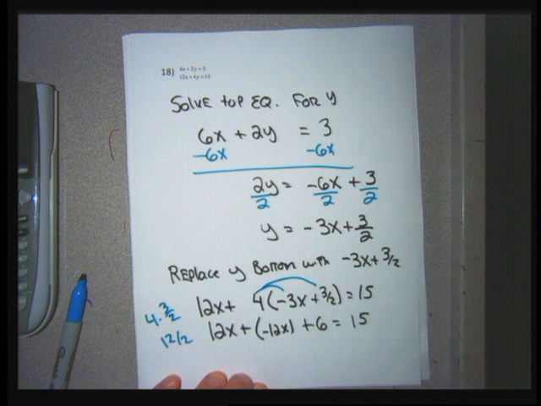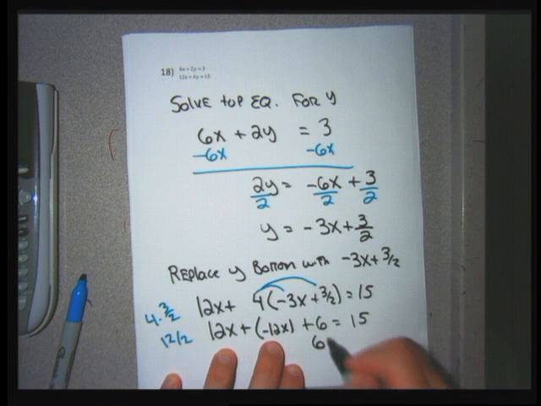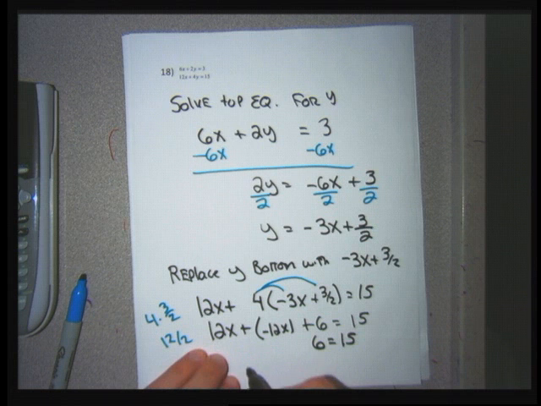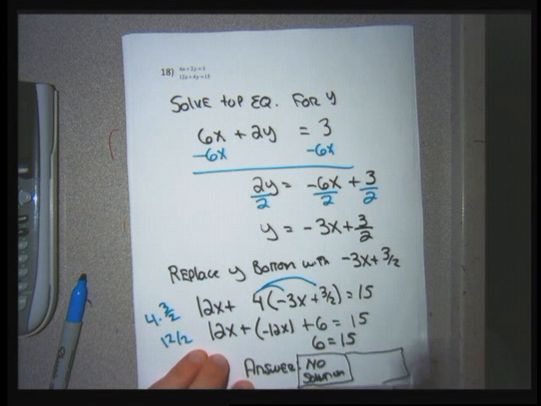Just like in the last problem, the letters are going to cancel because 12x plus negative 12x, those are opposites, they cancel. The letters cancel, I'm left with a false statement. If the letters cancel and I'm left with a false statement, I'm ready to write my answer. And my answer can be either that there's no solution, there's no value of x and y that will work simultaneously in both equations to make them true at the same time, or you can say these are inconsistent.